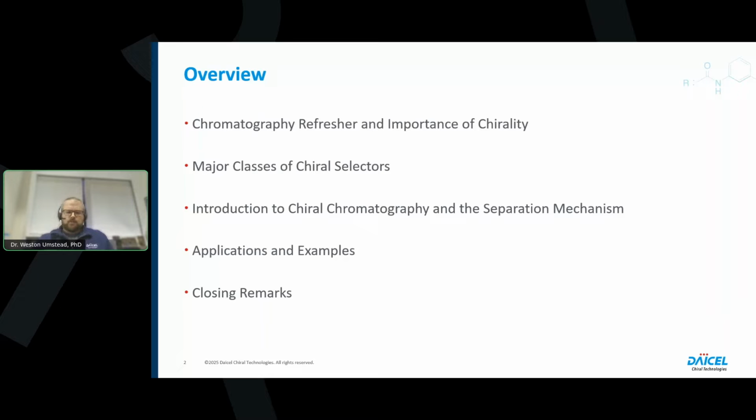A very brief look at applications and examples. To be honest, we could probably do a full 24-hour webinar just on the applications alone, and we obviously don't have that. So we'll just summarize some of the major classes and separations that we have, and then finish with some closing remarks and good information for you as you leave this webinar today to follow up on your study of chiral chromatography, and some services that we have to offer that might be important or relevant to you.